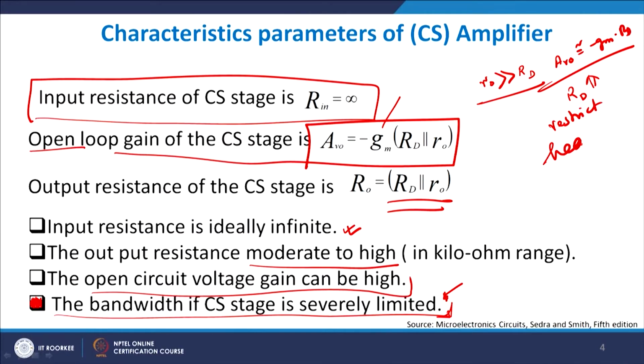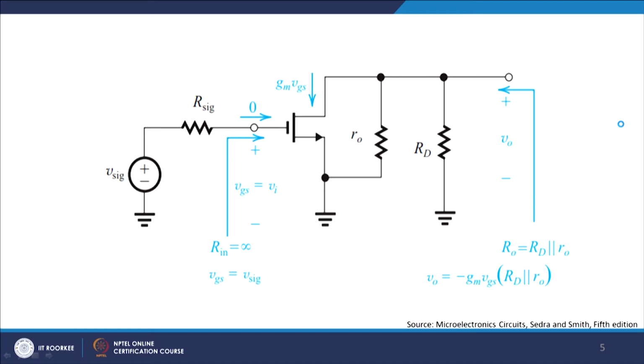Now, as we had discussed earlier also, let us suppose your RO is very large as compared to RD. Then I can safely write AV0 approximately equals minus GM times RD, because they are in parallel. And again, by the previous discussion, if I increase RD, I restrict my headroom, and there will be a chance of large discontinuity on the output side. Okay, so this is what the CS amplifier looks like.